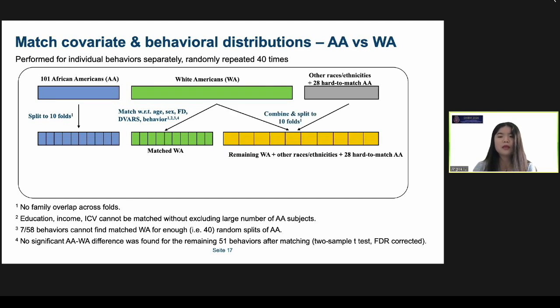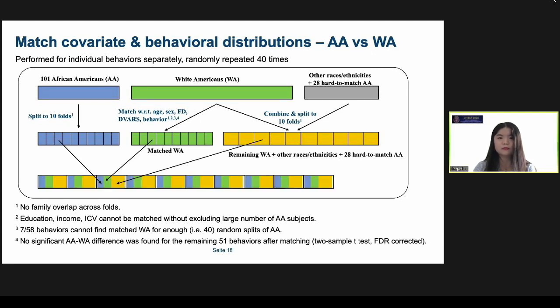Then we split the remaining white Americans, 28 outlier African Americans, and the subjects with other races randomly into 10 folds. Then for each fold, the 3 groups of subjects were combined. We have ensured that there was no family overlap across the final folds.